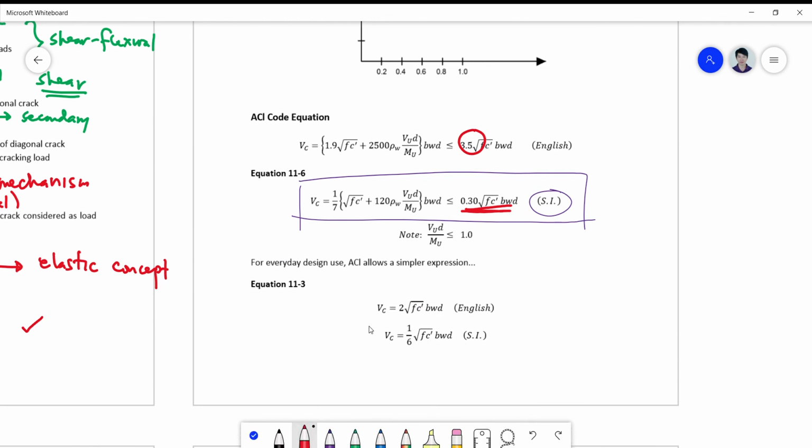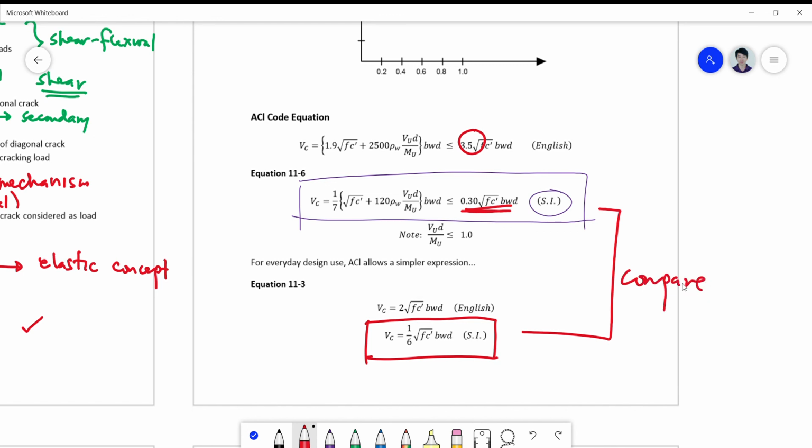We will try to compare this, and because this is SI and this one. Okay, so mamaya compare natin to. When you say everyday design, this is the simple formula. This is the detailed formula. Okay, so this is the detailed. This is the simple formula.